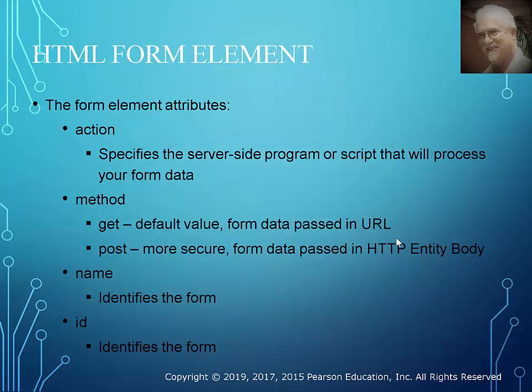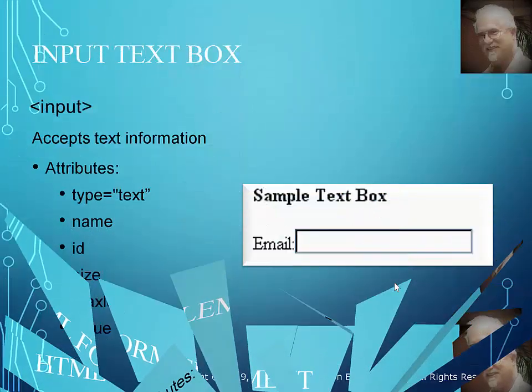Okay, so the form element itself, that form tag. You would have an action that specifies the server-side program or script that will process the form data. The method, usually you're going to have a get or a post. Get is the default value. If you don't say anything, the form data is passed in the URL. That is at the top of the URL bar, right? You see it's actually passed right in there. The post is a little bit more secure. I would recommend this over GET for most instances, and it's passed in the HTTP entity body. The form tag also should have a name and an ID. They're kind of redundant, but you know that already.